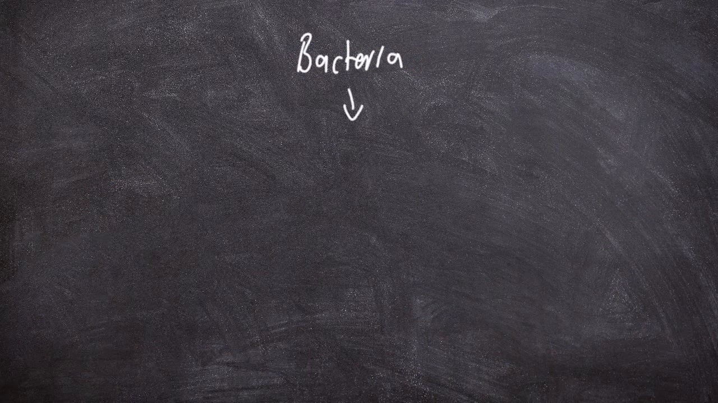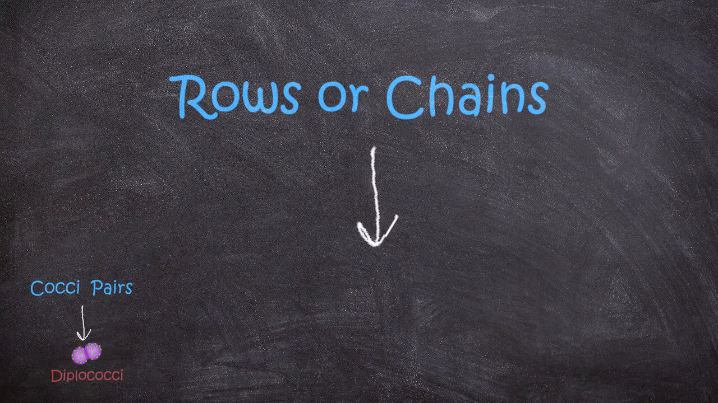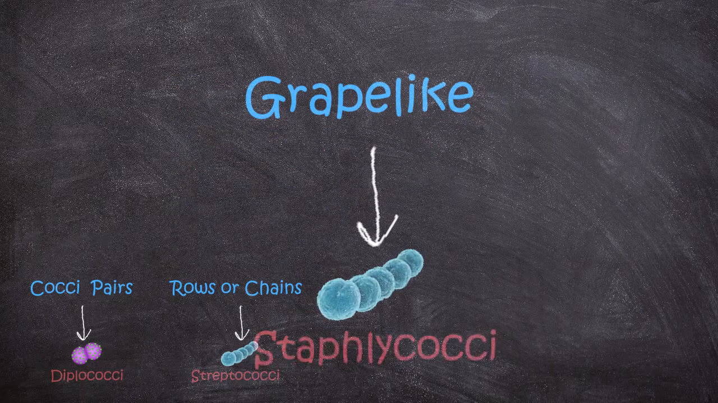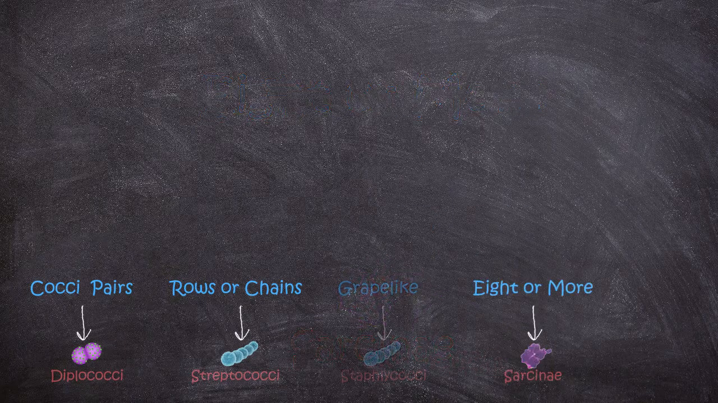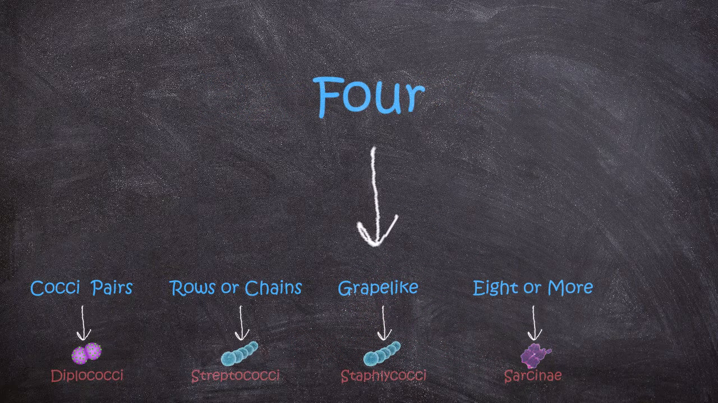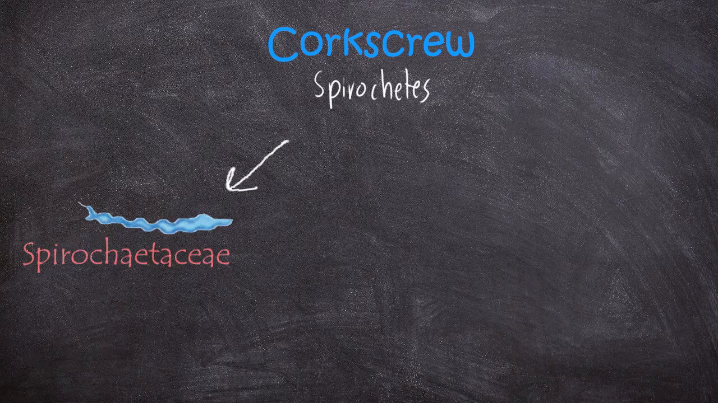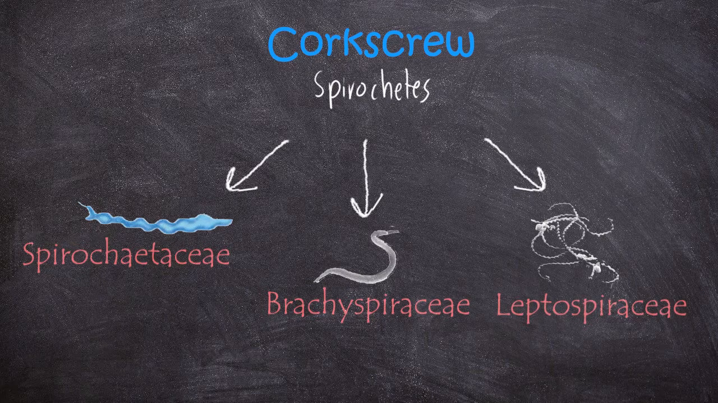Bacteria shapes have subcategories called genera. Pairs of cocci are called diplococci, rows or chains are called streptococci, grape-like clusters are called staphylococci, 8 or more cocci are called sarcinae, and 4 cocci are called tetrads. Others have similar genera, while corkscrew bacteria, aka spirochetes, have Spirochaetaceae, Brachyspiraceae, and Leptospiraceae.